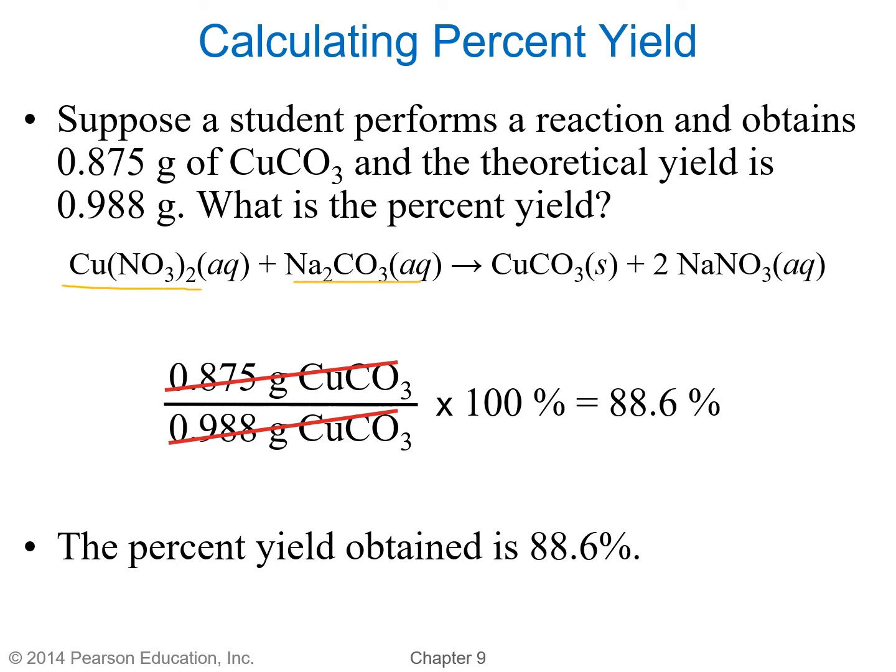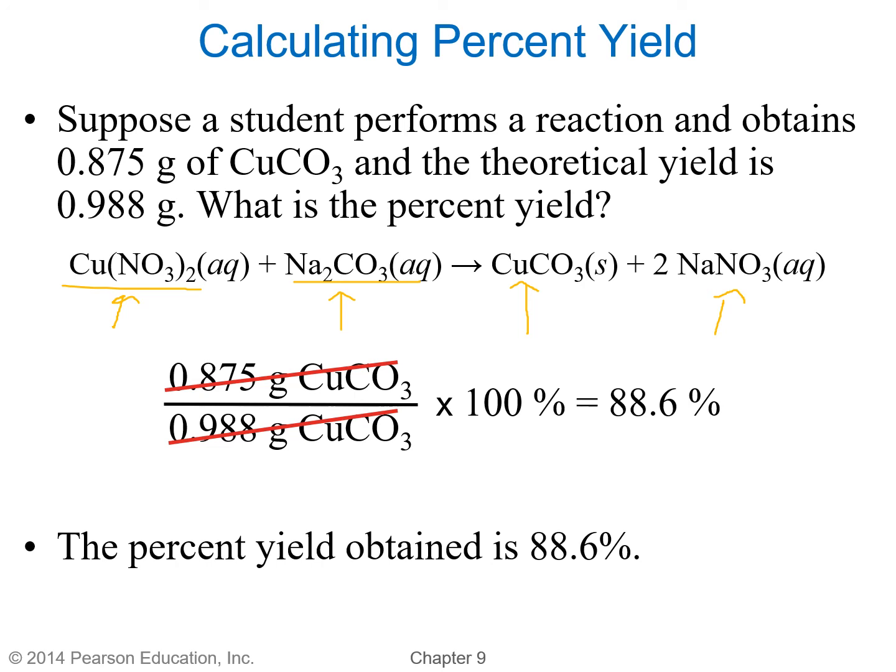Third question, what's everybody called? First chemical, copper(II) nitrate. Second chemical, sodium carbonate. Third chemical, copper(II) carbonate. And last chemical, sodium nitrate.